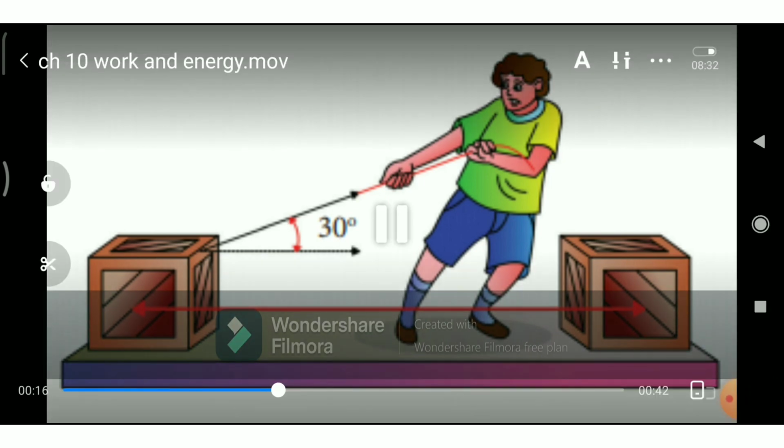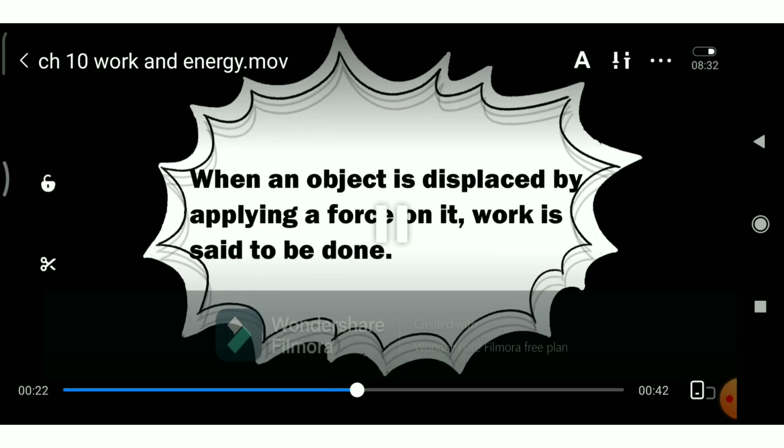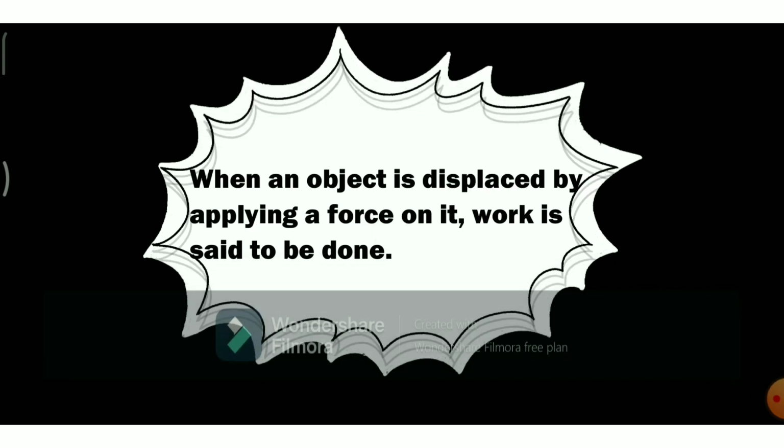So what we conclude is, when an object is displaced by applying a force on it, work is said to be done. When an object is displaced, it means there is a change in the position of the object, from one place to another. That displacement takes place only when you apply force on that object. Then we say that work is done.